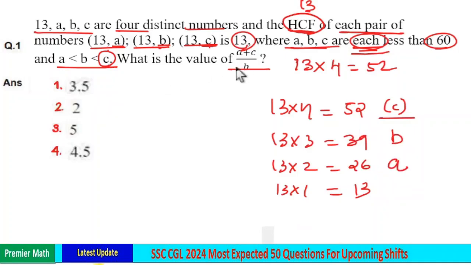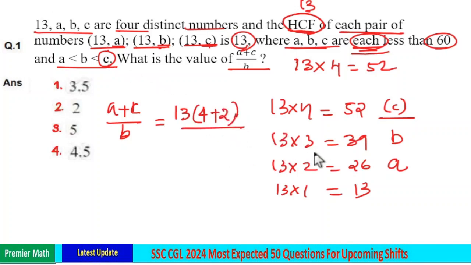Now if you take this as C and this as B and this as A, you can see here we need (A plus C) by B. All of these are multiples of 13, so 13 will cancel. I'll take 13 into 4 for C plus 13 into 2 for A, divided by 13 into 3 for B. Now you can see 13 cancels. 4 plus 2 by 3 is equal to 2. Here answer 2 is in the options. So option 2 is your answer.